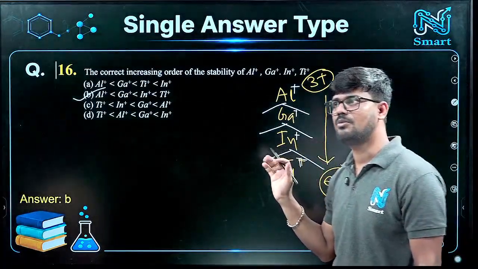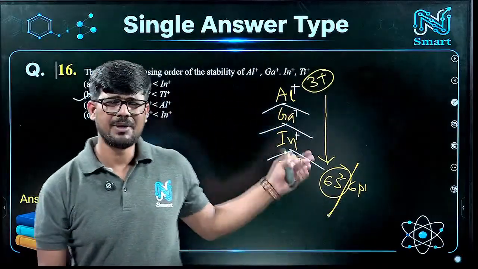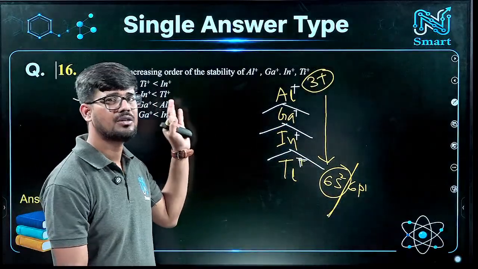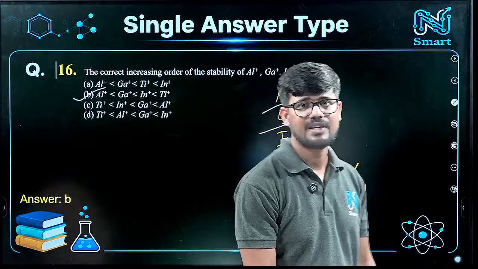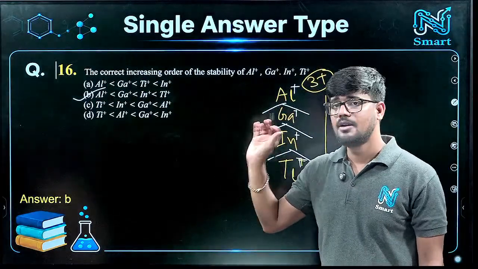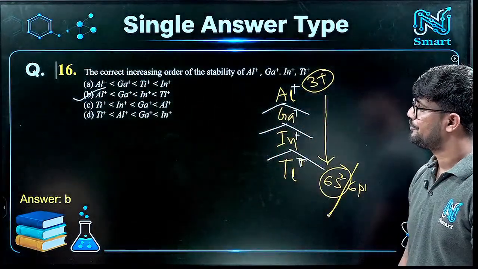So option B is the correct answer in this case. Again, this can be considered in the p-block elements or classification of elements chapter, the Mendeleev periodic table chapter. So this is a very important concept.